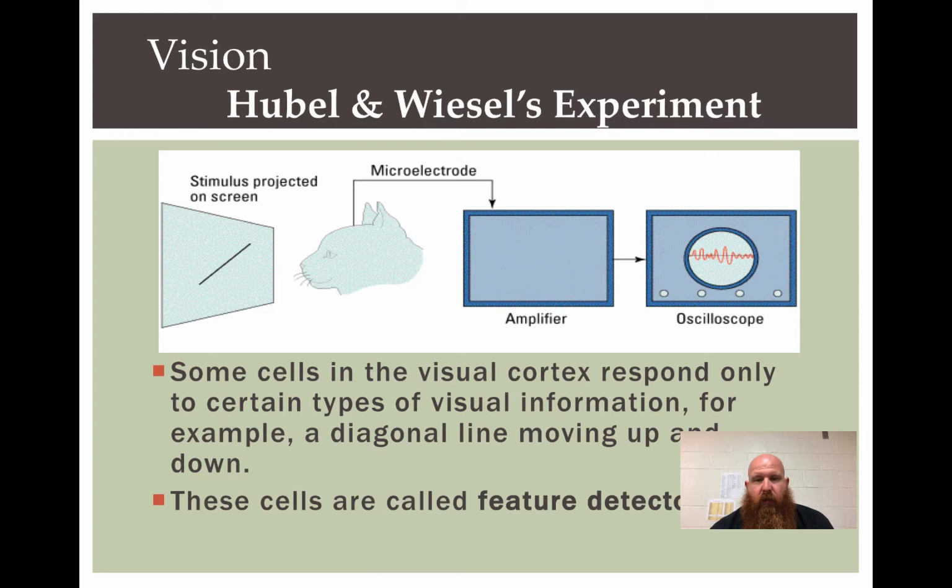All right, a couple experiments on vision. Hubel and Wiesel's experiment. There were some cells in the visual cortex that respond only to certain types of visual information, for example, a diagonal line moving up and down. They just tested these cells in the visual cortex, and sometimes they wouldn't fire until certain feature detectors were present. Like I said, a line like this, or even a flat line. Only then will those certain cells fire.